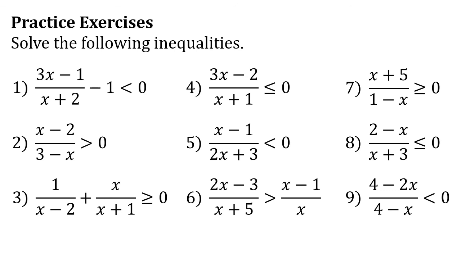And then for item 7, x plus 5 over 1 minus x greater than or equal to 0. So take note of the denominator again, that's 1 minus x. So it's similar with items number 9 and 2. Look at our example number 3. So you're going to have a clue. And then for number 8, 2 minus x is the denominator. So again, take note of that, and over x plus 3 less than or equal to 0. And then for number 9, 4 minus 2x over 4 minus x less than 0.